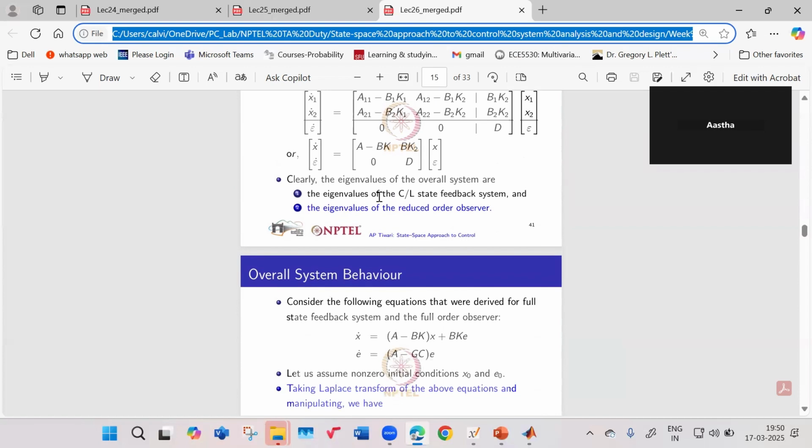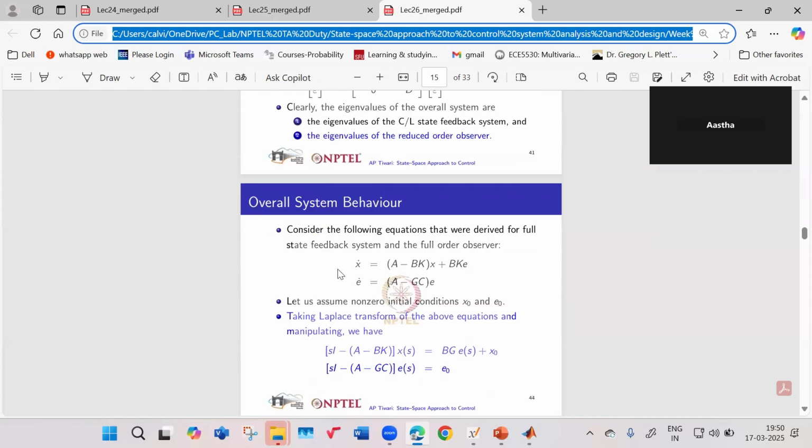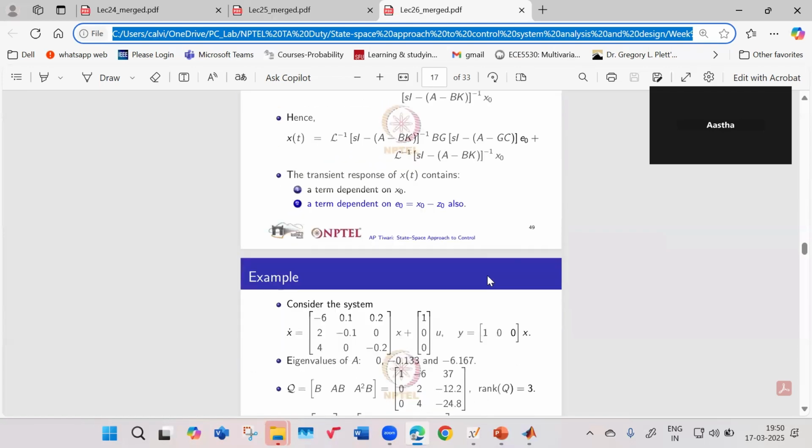If I'm using a full order observer or a reduced order observer, I can design my state feedback controller using the previously known method, assuming I have all the information of the states. Then in my actual implementation, I additionally design a reduced order observer, which gives me the estimate of the states I don't have access to measure. And using these estimated states plus the measured states, I can implement state feedback. So this is what happens.